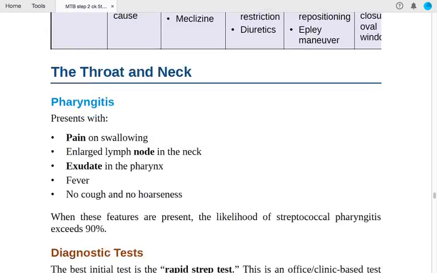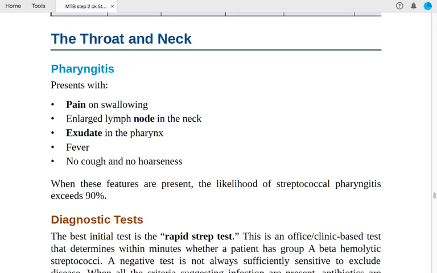Now we are coming towards throat and neck. First we are going to deal with pharyngitis. Pharyngitis, most common one, patient with pain on swallowing. There are enlarged lymph nodes in the neck, exudate in the pharynx, associated with fever. There is no cough, there is no hoarseness, right? When these features are present, the likelihood of streptococcal pharyngitis exceeds 90%. 90% of strep is involved, sorry.